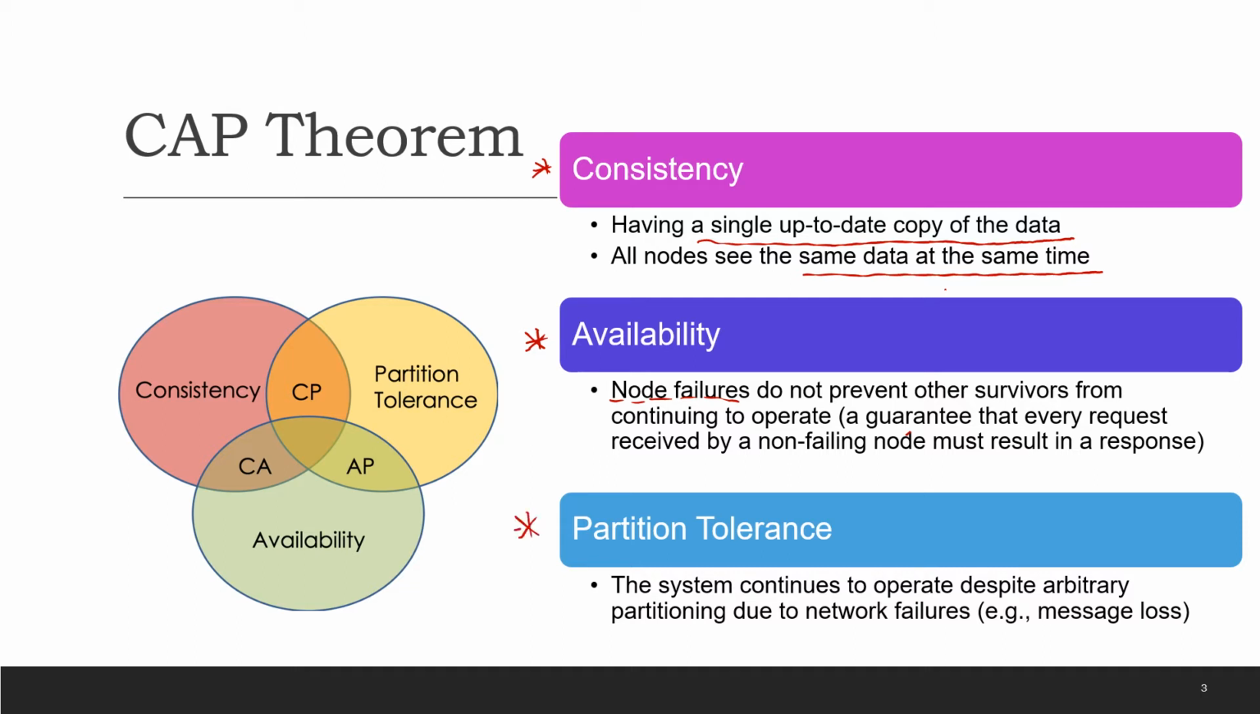Then the last property, which is partition tolerance. The partition tolerance property states that the system would continue to operate whether or not we have a partitioning due to network failure. So that means only the nodes that fail or are in the part of the network failure will not be able to operate, but other nodes will still operate.